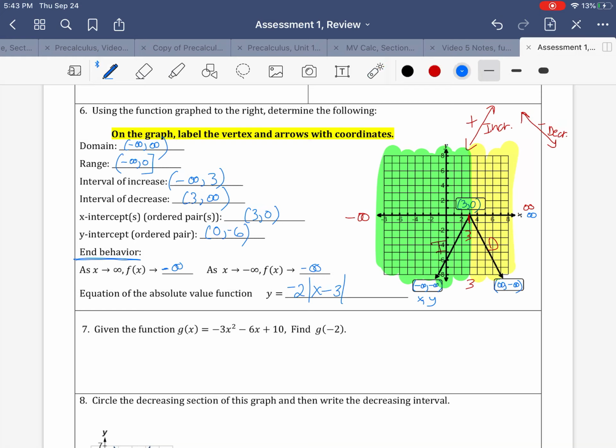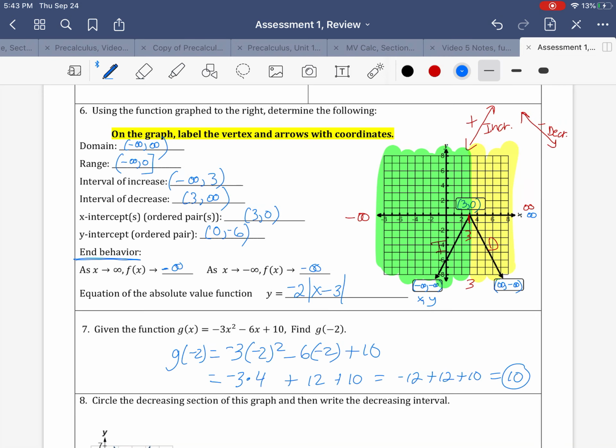All right, number 7. On number 7, I have to plug -2 into here. So I'm going to set up a little framework. So g of -2. -3 times something squared, minus 6 times something, plus 10. I'm going to put a -2 in here. Now you can work this out, or I'm going to show you in a minute you can go to Desmos and type it in. So I have -3 times -2 squared, which is -3 times 4, so -12. The next one, 2 negatives make a +12, and then plus 10. So I have negative 12 plus 12 plus 10. The 12s cancel, and I got 10.